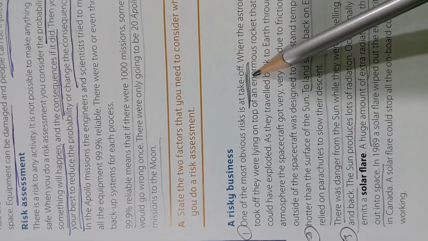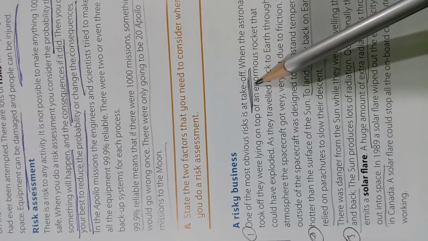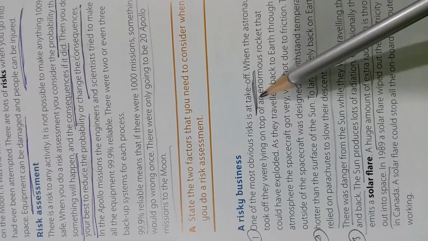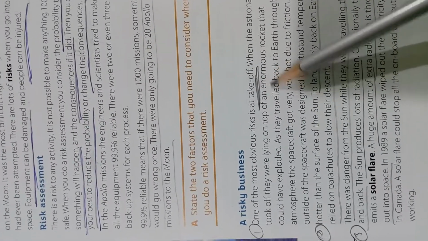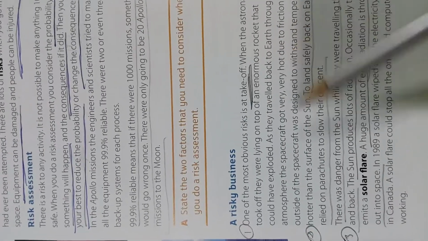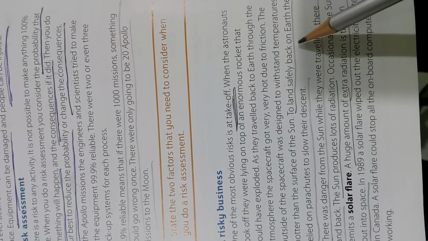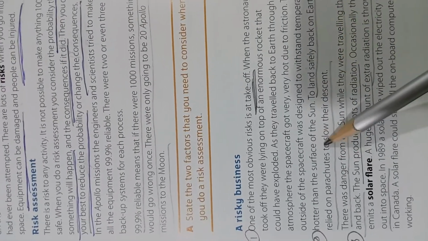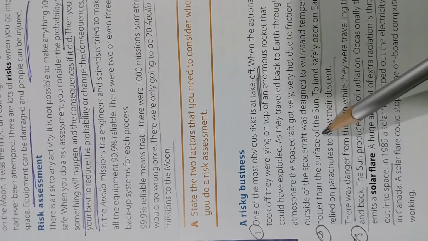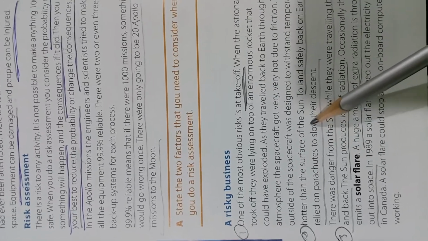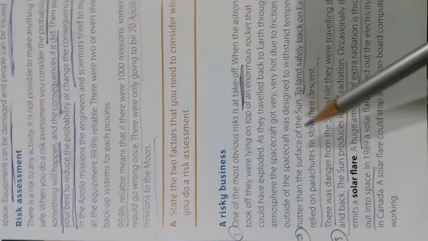The first risk is the taking off of the spacecraft. If you read it, you can find it. Then the second one is the landing back on the Earth. It is also a risk business.